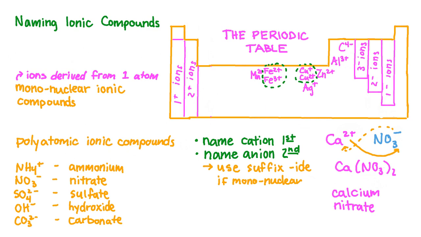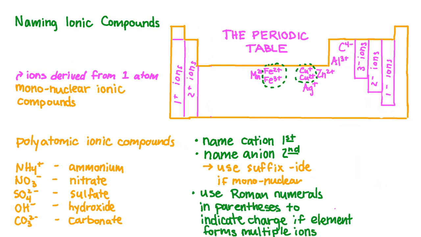There's one last thing that's worth mentioning before we move on from ionic compounds. You might notice that some elements can form multiple ions with different charges, like iron and copper. To differentiate between these ions, we can use Roman numerals in parentheses following the name of the element. So Fe2+ would be called iron 2, and Fe3+ would be called iron 3.